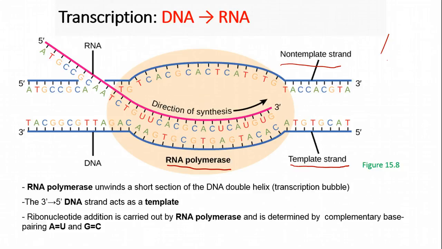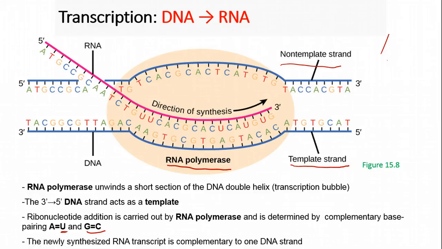We add ribonucleotides to the growing RNA strand through the action of RNA polymerase, and base pairing is very similar to DNA in that G's always bind to C's, but instead of A's binding to T's, in RNA we have T replaced by U, which is uracil. So the newly synthesized RNA strand, which is shown in this figure with the pink backbone, is complementary to only one strand of our DNA, and it's complementary to the template strand of our DNA.